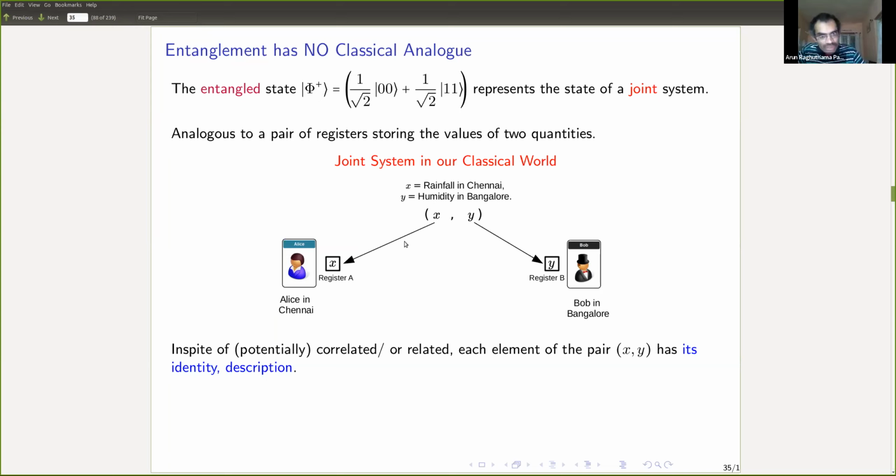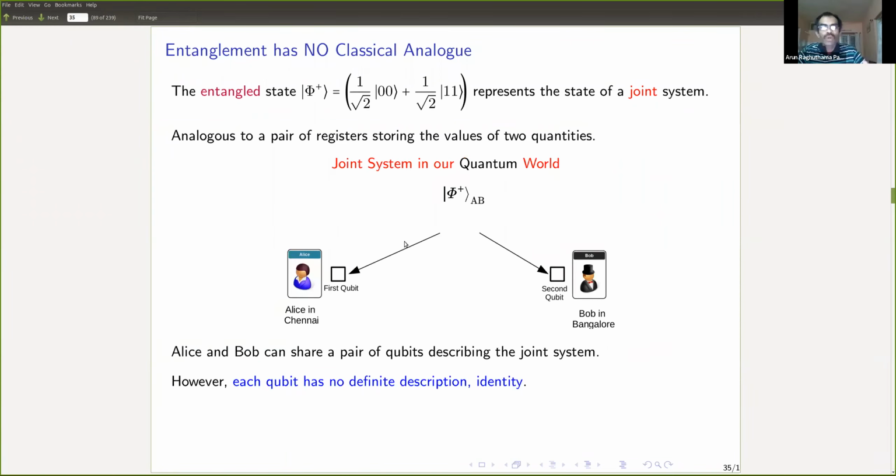In the quantum world, if they hold an entangled state, Alice has no description of her component and Bob has no description of his component. Each qubit has no definite description. So this is very important, and we will put all the machinery we have gone through so far to work in an example of the use of entanglement.